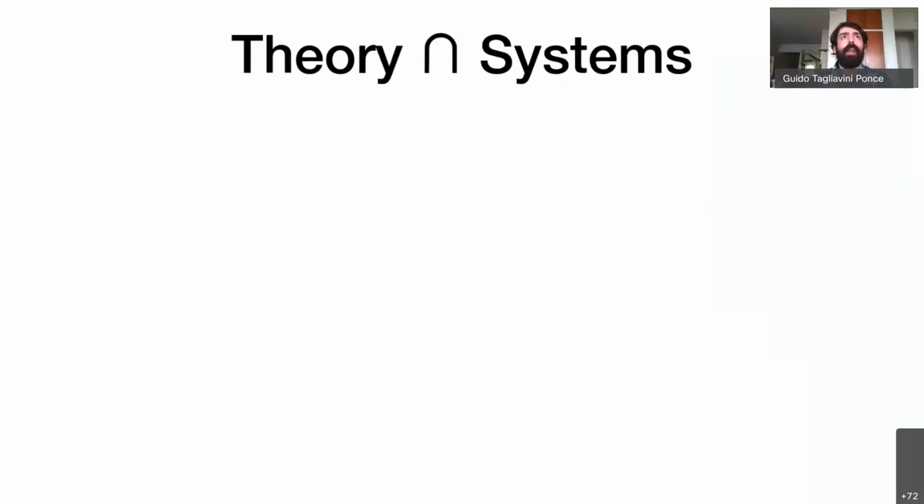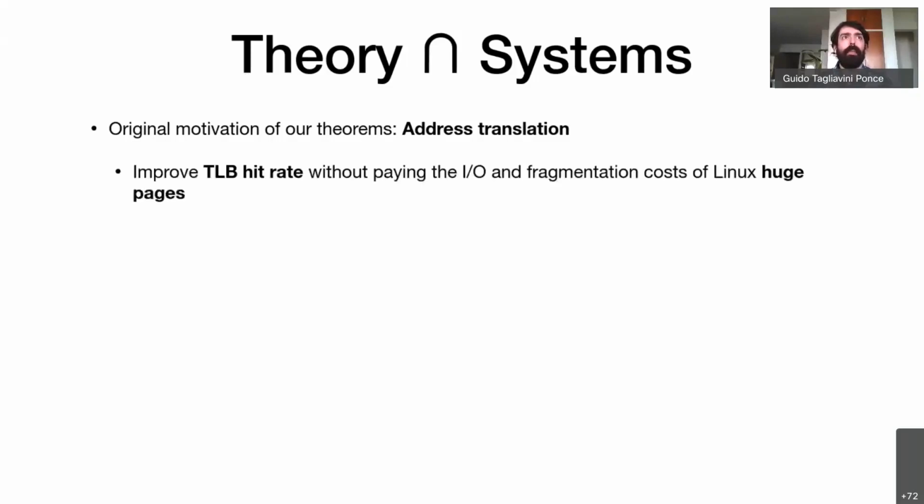All of this theory was originally motivated by a practical problem. We wanted to do address translation, which in the context of operating systems means to translate virtual addresses into physical addresses. More specifically, we wanted to improve the TLB hit rate without paying the I/O and fragmentation costs of Linux huge pages. Again, if some of these words don't make sense to you, I'm happy to explain what they mean later on at the breakout sessions.